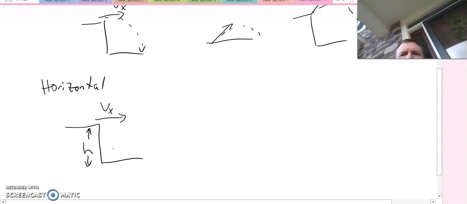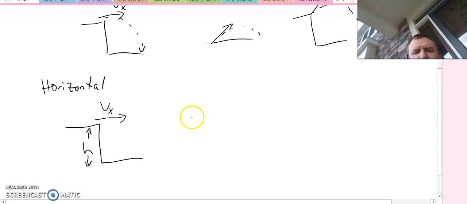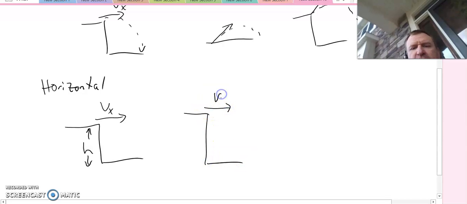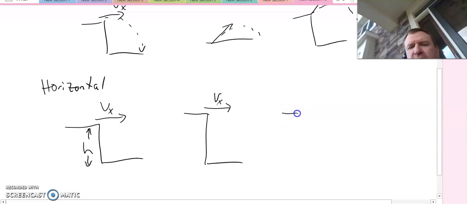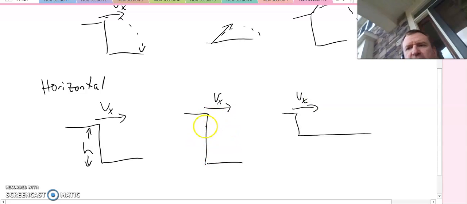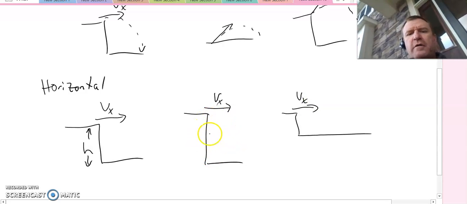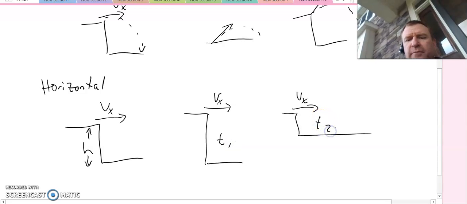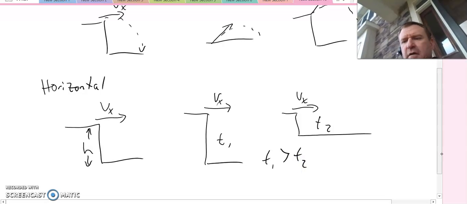Okay, so if you have different heights, like you've got one here, it's got some velocity in the x direction versus this, which has the same velocity in the x direction. This one has a bigger height, so it will take more time to hit the ground than this one. Now I'll just call this T1, T2. So we can say T1 is greater than T2.